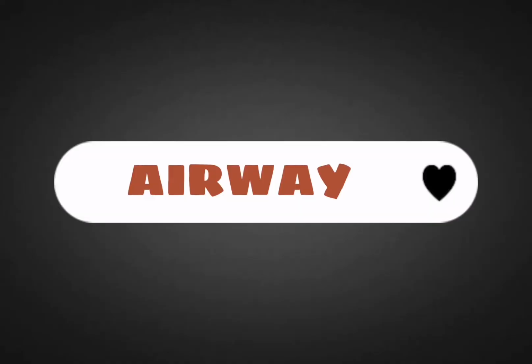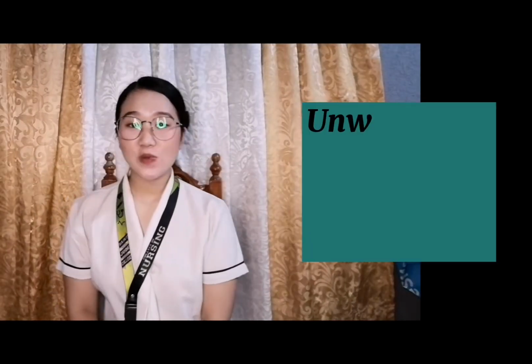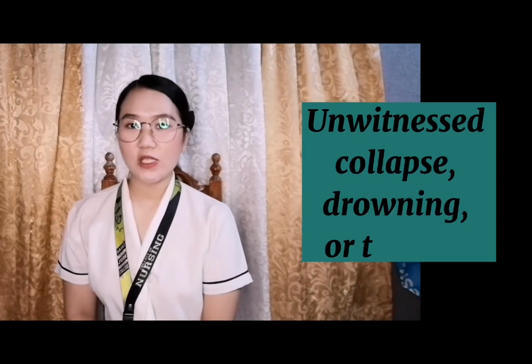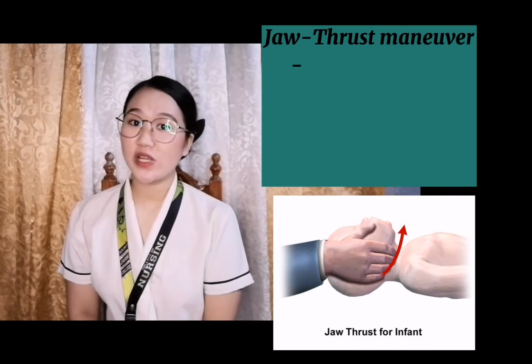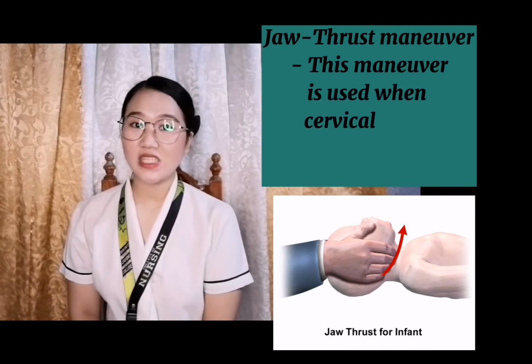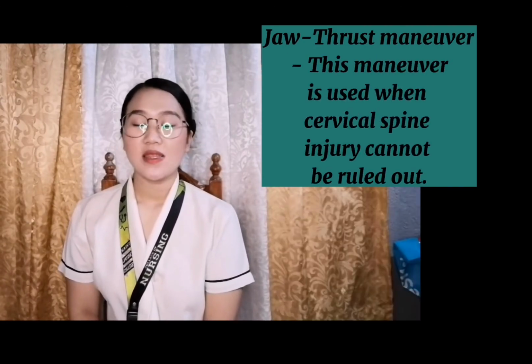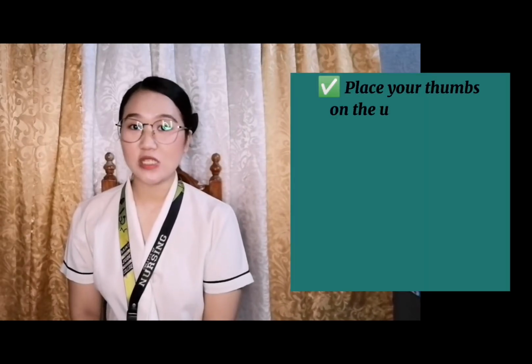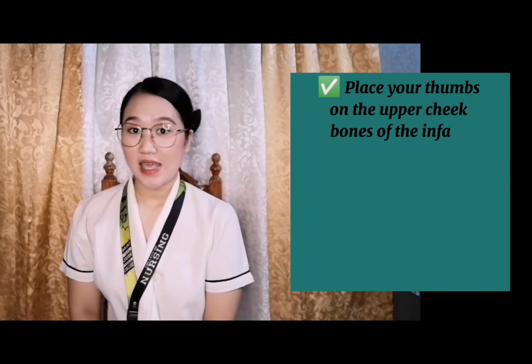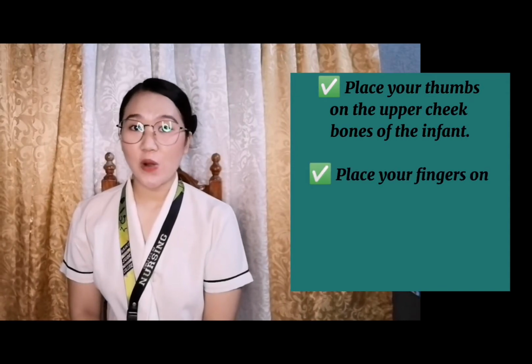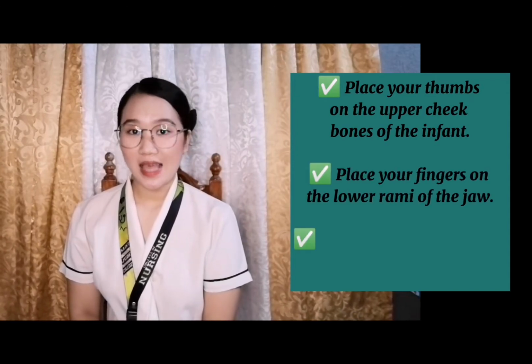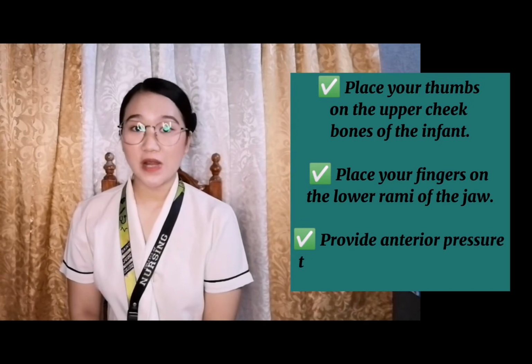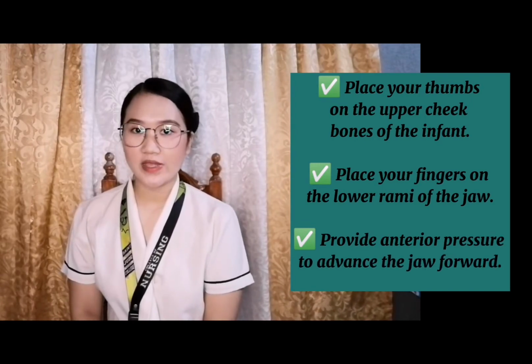Let's proceed to airway. In the event of unwitnessed collapse, drowning or trauma, use the jaw thrust maneuver. This maneuver is used when cervical spine injury cannot be ruled out. The first thing that you are going to do is place your thumbs on the upper cheekbones of the infant. Second, place your fingers on the lower ramus of the jaw. And lastly, provide anterior pressure to advance the jaw forward.